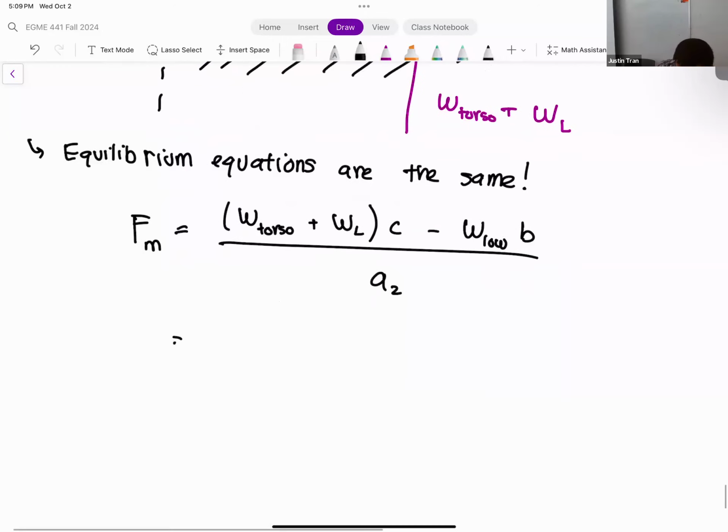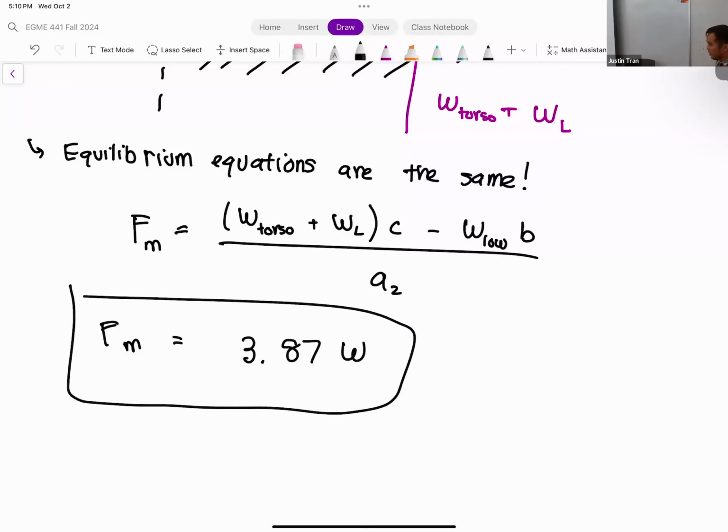Because our spinal erector muscles are in a better position, that A2 is able to grow a little bit, and that reduces the amount of work that the muscle force has to do. So we plug this in, and we get FM is equal to 3.87 W.